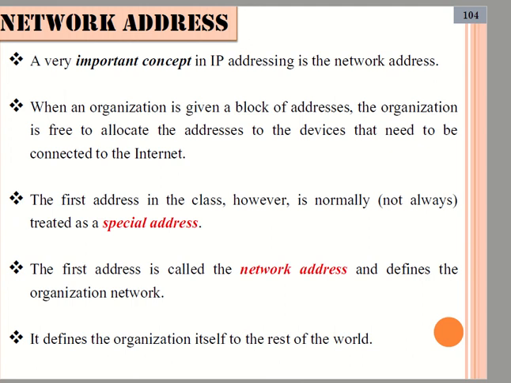The next topic is network address. Whenever an organization is connected to the internet, it can allocate any address to a device that needs to be connected to the internet. Usually the very first address is called the special address or the network address, and this defines the organization network. From that, all other devices in the network will be connected within the given organization.